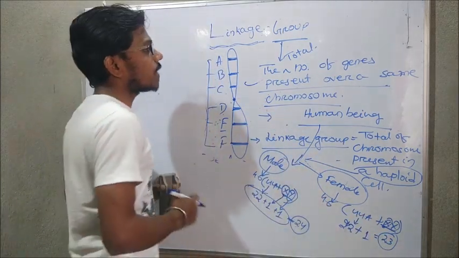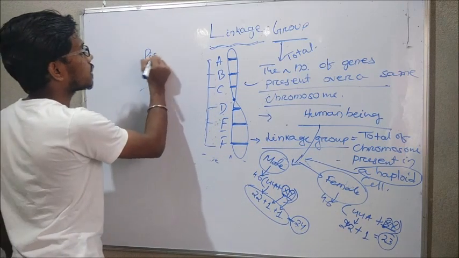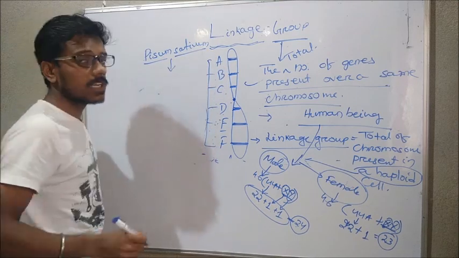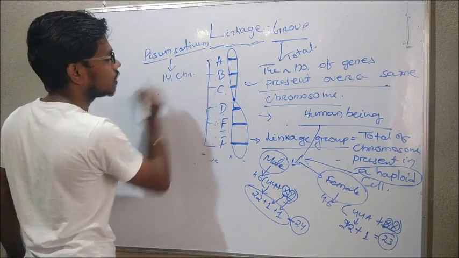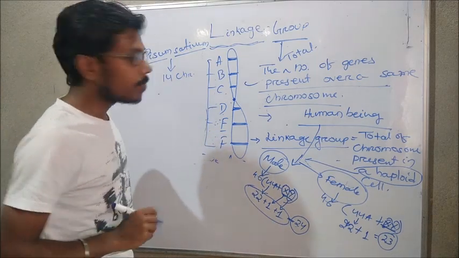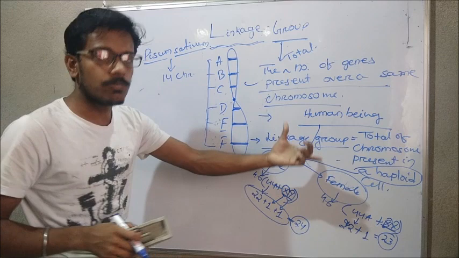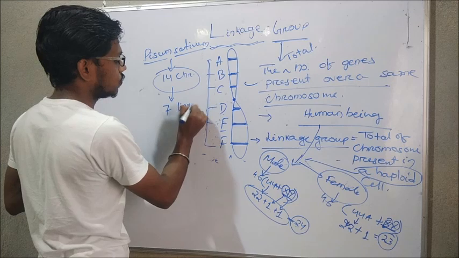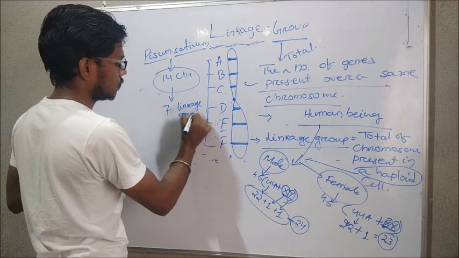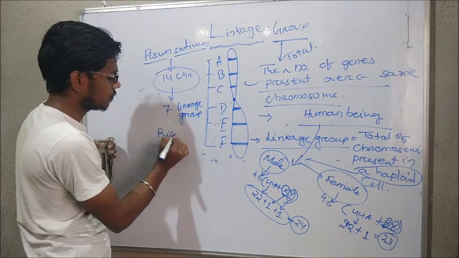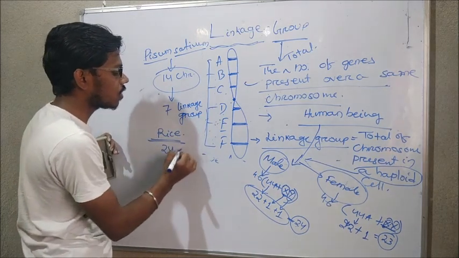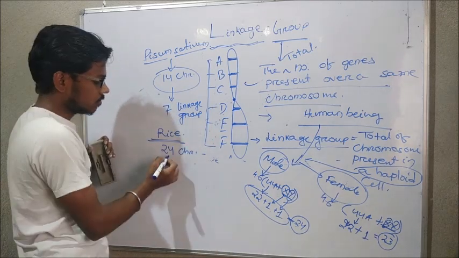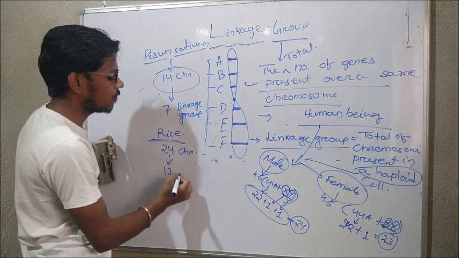When we consider Pisum sativum, in the diploid organism there is presence of 14 chromosomes. But in linkage group, we are considering the haploid cell, meaning in the haploid cell there will be presence of 7 linkage groups. In case of rice, there is presence of 24 chromosomes. That means 12 pairs of chromosomes are present there. Thus, there will be 12 linkage groups.